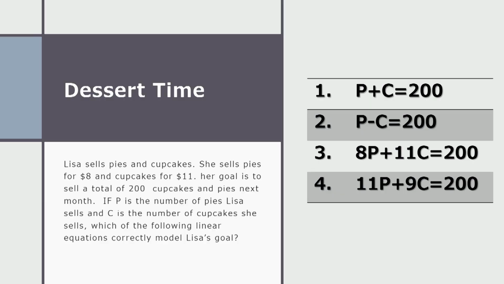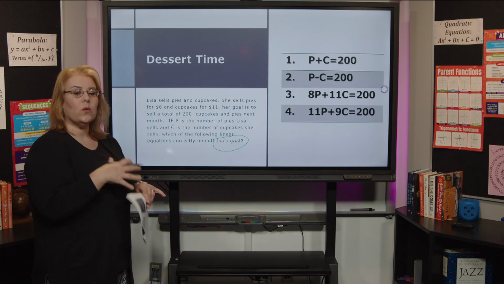Dessert time. Lisa sells pies and cupcakes. She sells pies for $8 and cupcakes for $11. Her goal is to sell a total of 200 cupcakes and pies next month. If P is the number of pies Lisa sells and C is the number of cupcakes that she sells, which of the following linear equations correctly models Lisa's goal? Now, this is a big, big phrase. It tells us how we're going to work this problem.